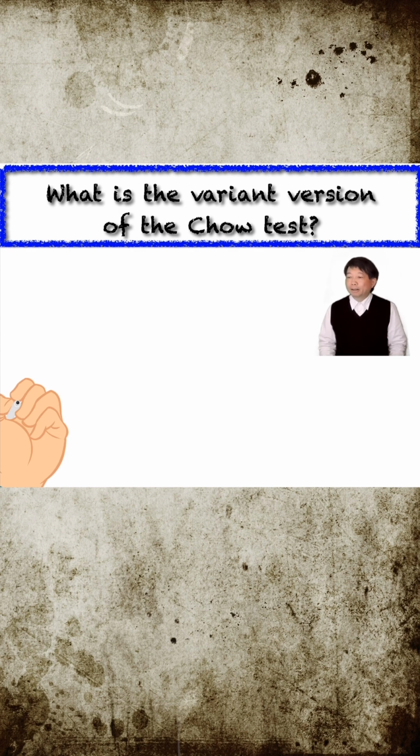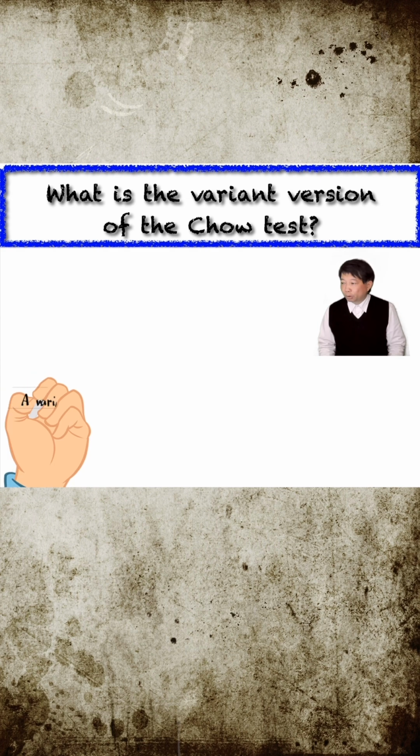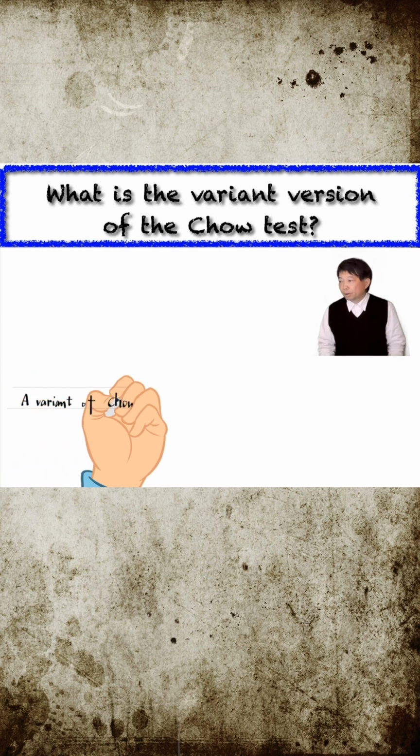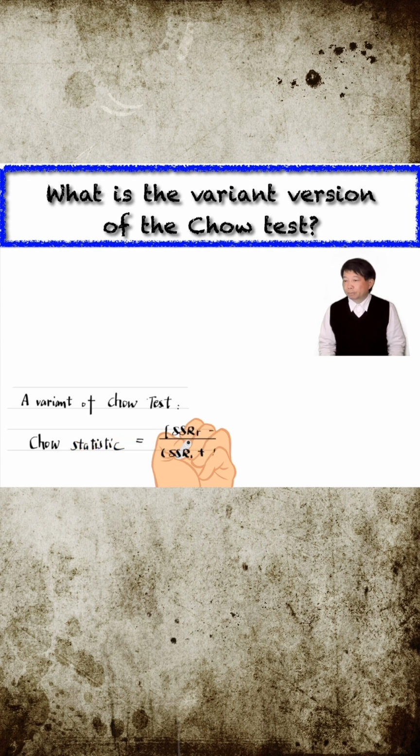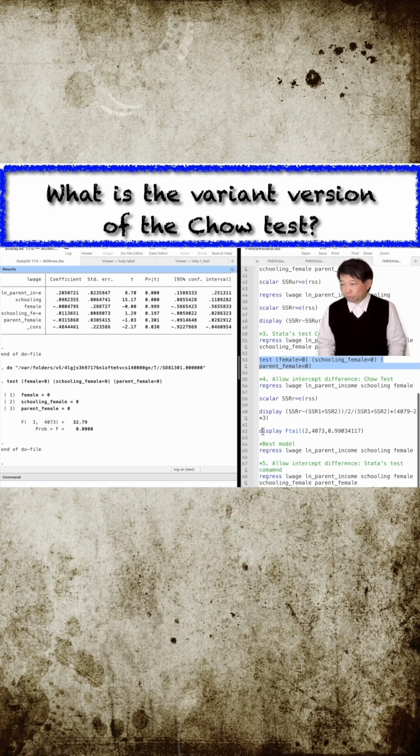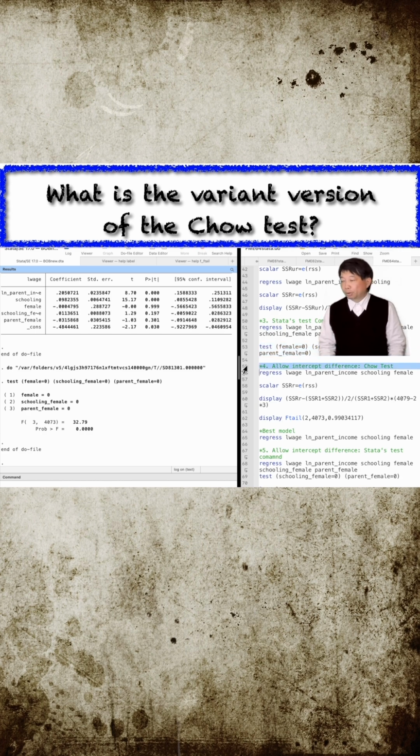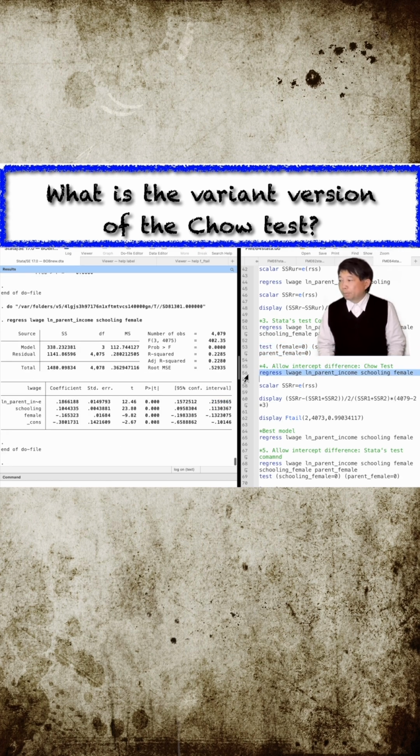To allow for an intercept difference between male and female workers and test for the slope differences, we will slightly alter the Chow statistic. Now, the restricted residual sum of squares comes from a model with a gender dummy variable. The model still does not contain any interaction terms.